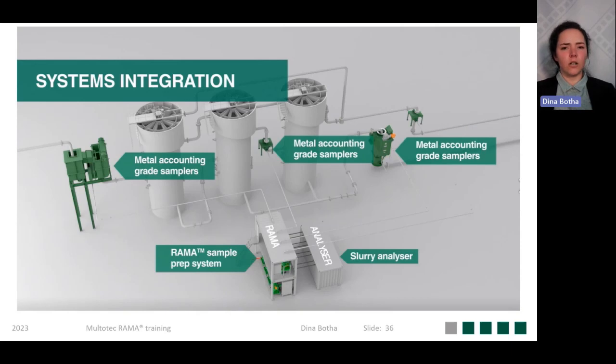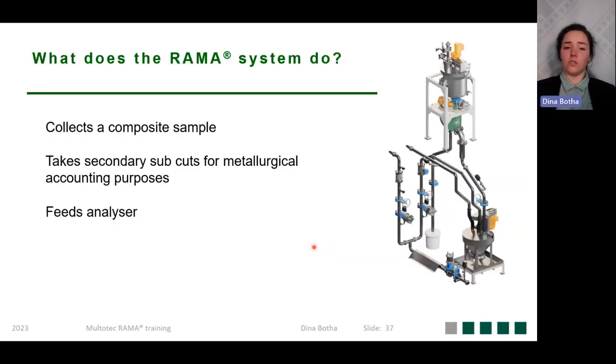But where does the RAMA system fit in? It's not a primary sampler, it's not an analyzer, it is a sample preparation system that sits between your primary samplers and the analyzer. And what does it do? It collects a composite sample, it takes secondary subcuts for metallurgical accounting purposes, and it feeds your analyzer.